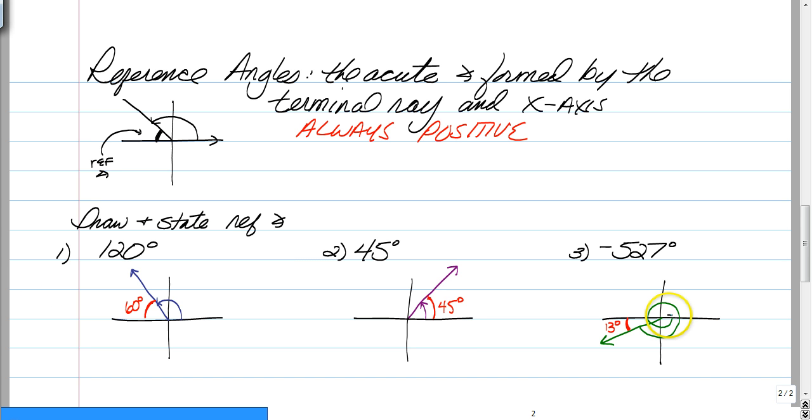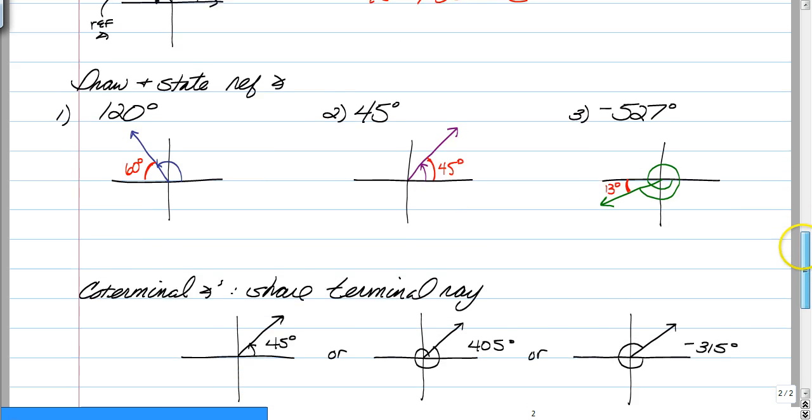Now what you had to do again is you do your full rotation, and then you had to go all the way another 167 degrees, and that's going to put you pretty close to 540. So all you had to do is subtract, and you get 13 degrees away from a 540 degree angle. And that's it. That's how you do reference angles.